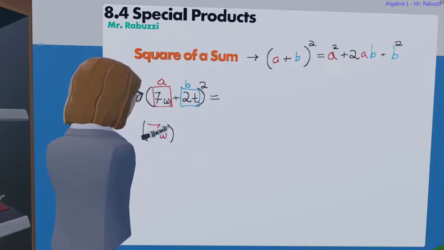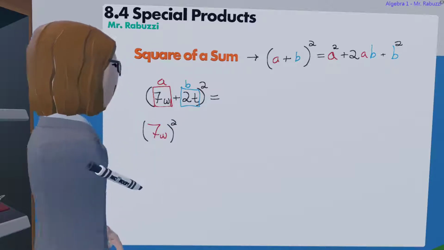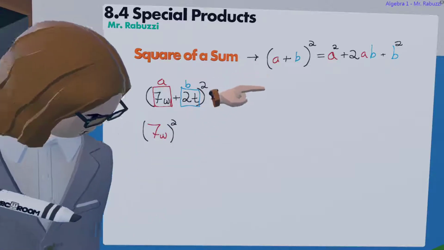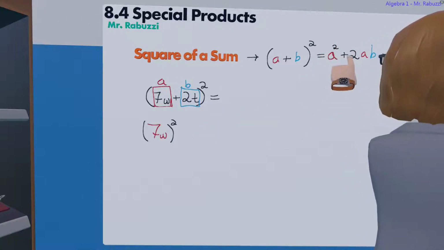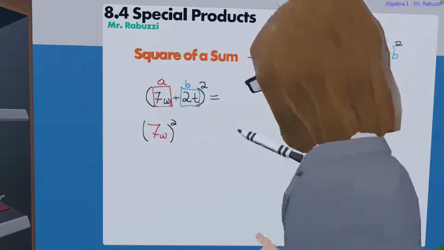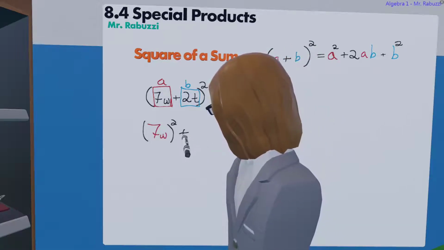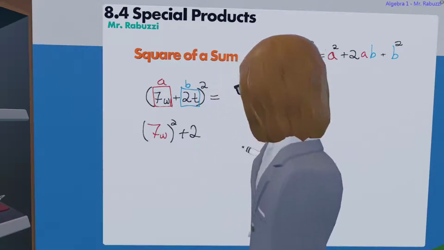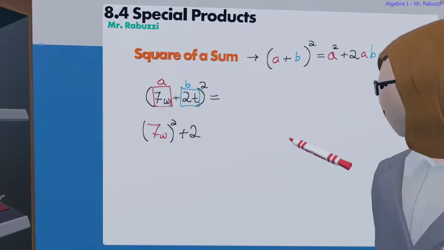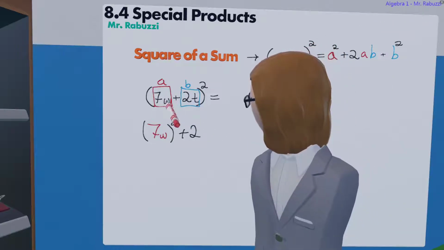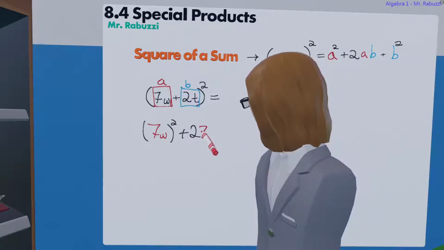Okay, 7w squared. Okay, then let's keep going. What's after the a squared? We did that. Plus 2, okay, plus 2 times a times b. So let's write a again. And remember, that's my a. 7w.